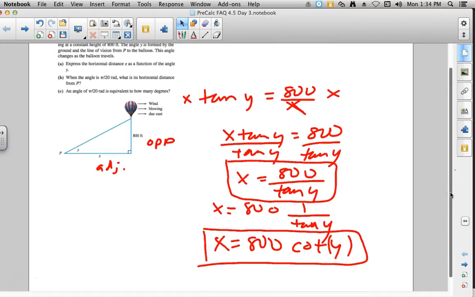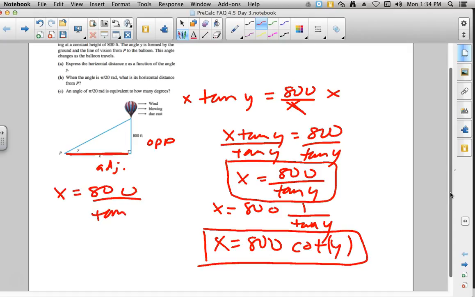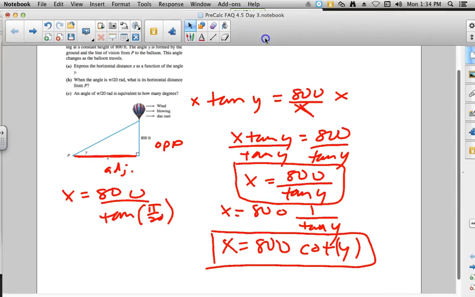Part B says when the angle happens to be pi over 20 radians, so they're using the formula that we just developed. It says what is that horizontal distance from P? So what we're trying to figure out is x. And what would x be? Like I said, I would just leave it as 800 over the tangent of y. And they're now saying that y is pi over 20. Well, that of course is in radians.